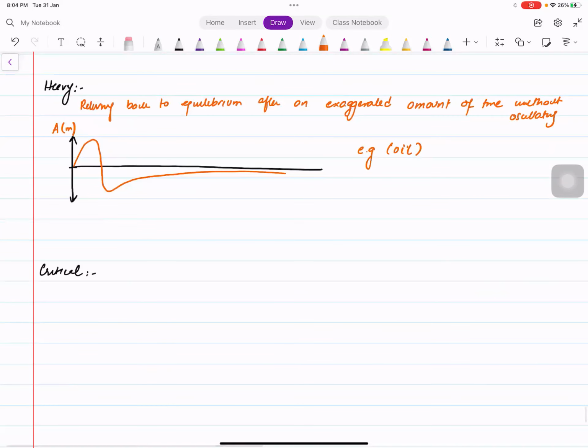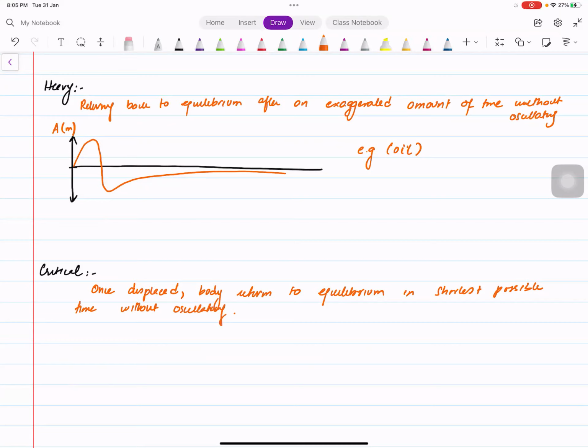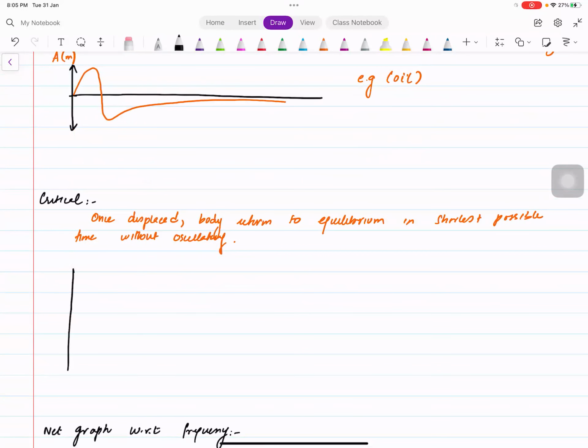Now comes critical. Critical oscillation means that basically, once displaced, the body returns to equilibrium in the shortest possible time without oscillating, which means that it will be like this. You try to oscillate it, it will just come back and die down.